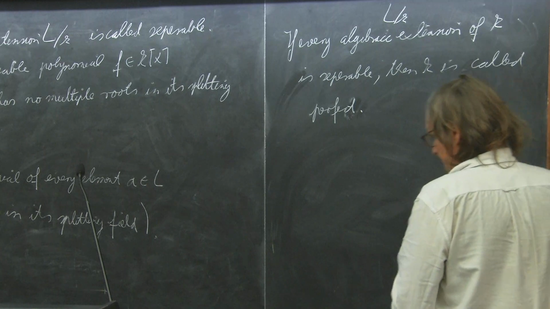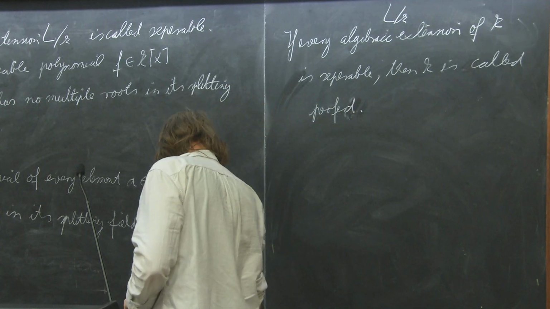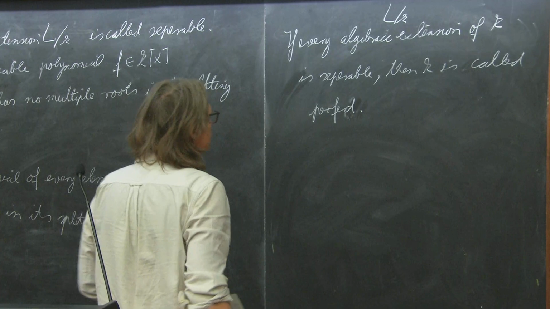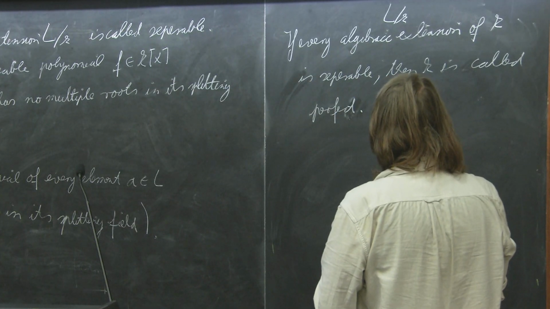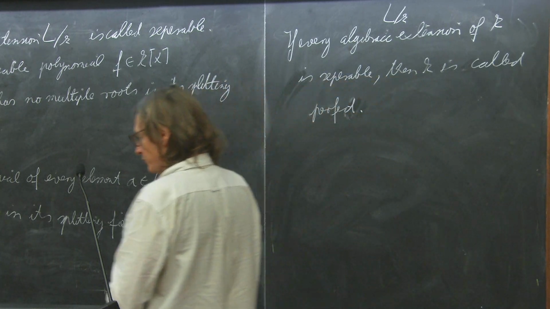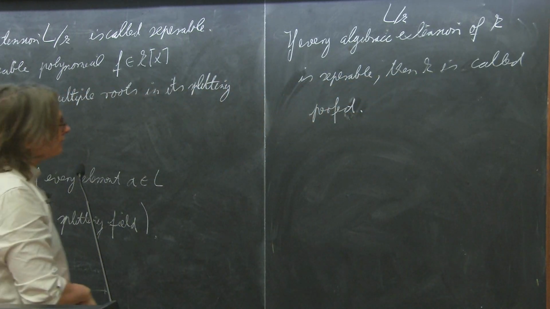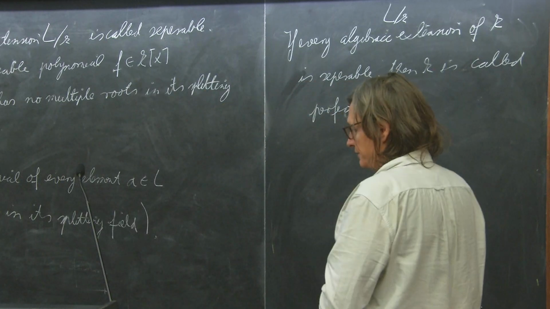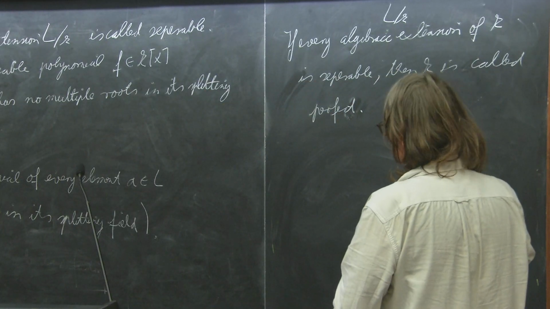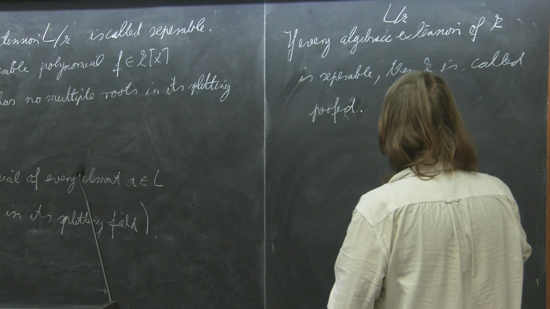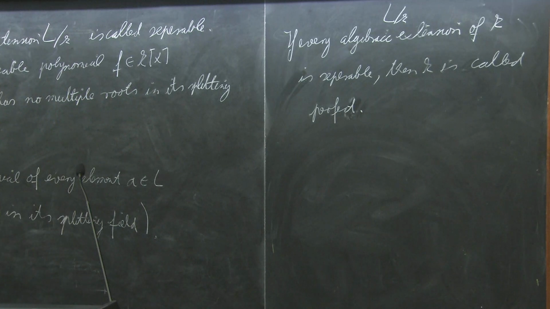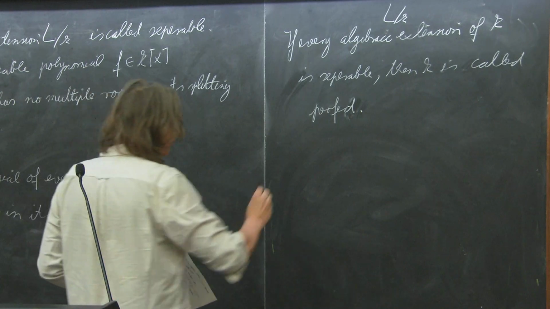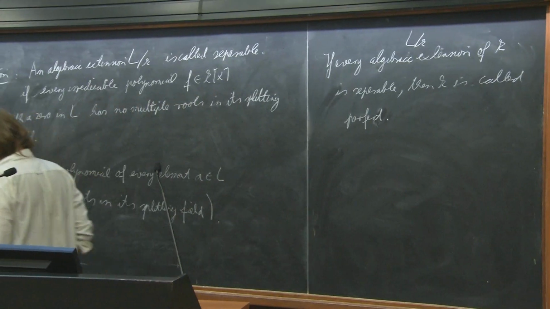So as I said, one of the things that we will prove later is that every field of characteristic 0 is perfect. Something which we will not prove is that every finite field is perfect. That's a different statement, but it's not true that all fields are perfect. There are some extensions of finite fields which will not be perfect, some non-algebraic extensions of finite fields.